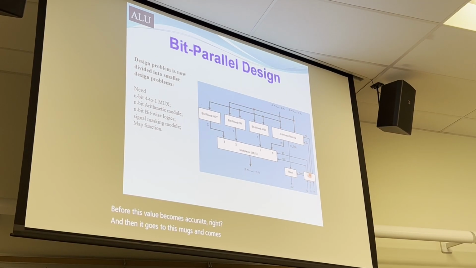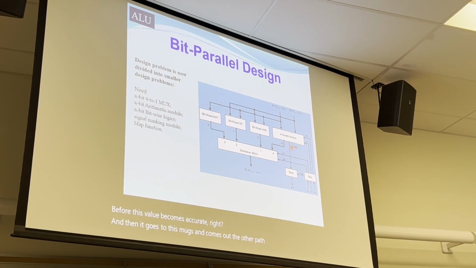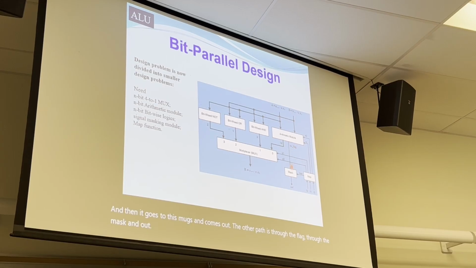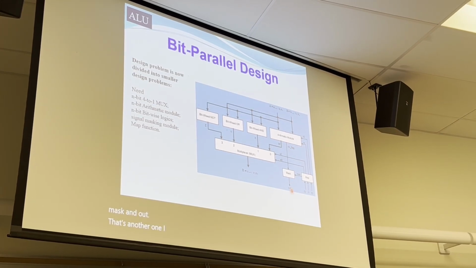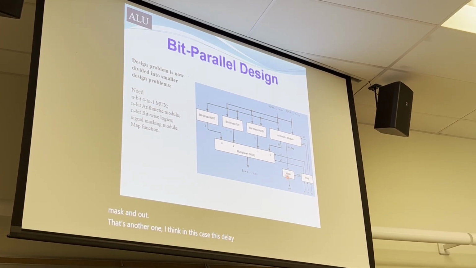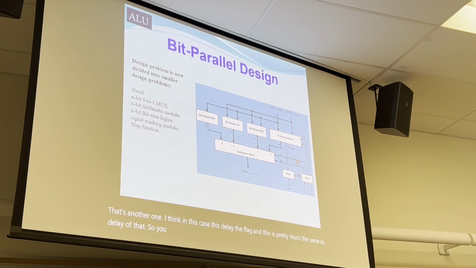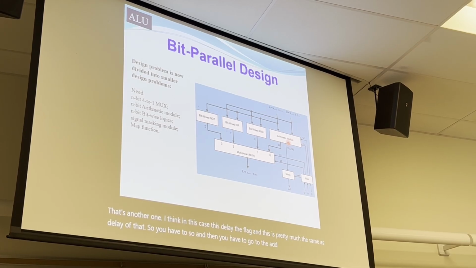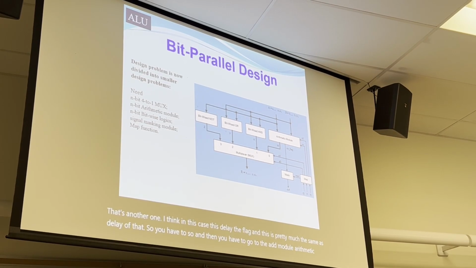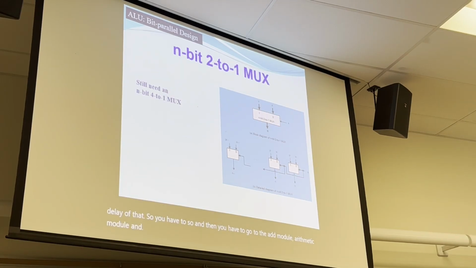The other path is through the flag, through the mask, and out. That's another one. I think in this case, this delay, flag, and this are pretty much the same as the delay of that. So you have to go to the add module, arithmetic module, and see. Correction.